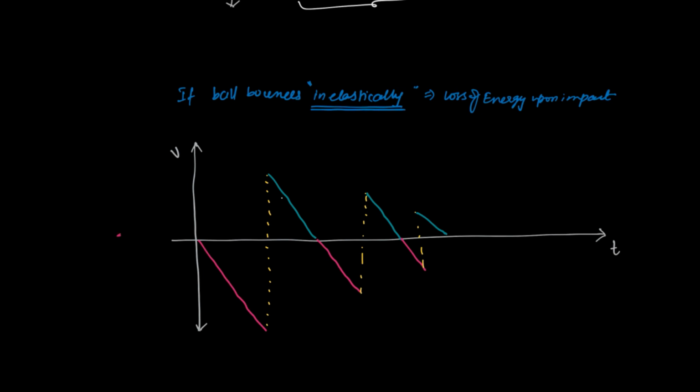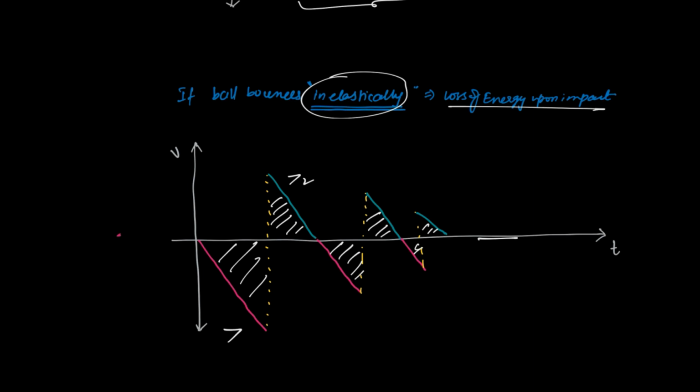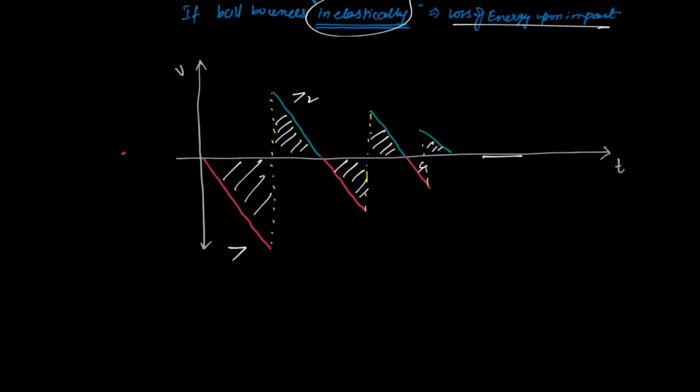We can already see that the distance traveled by the ball is different. Here it's the greatest, then here it's the second greatest, and then it keeps on decreasing, and at one point it would be 0. So again, if it's inelastic, there is a loss of energy upon impact, and we can see that there is a difference in the distance traveled by the ball.